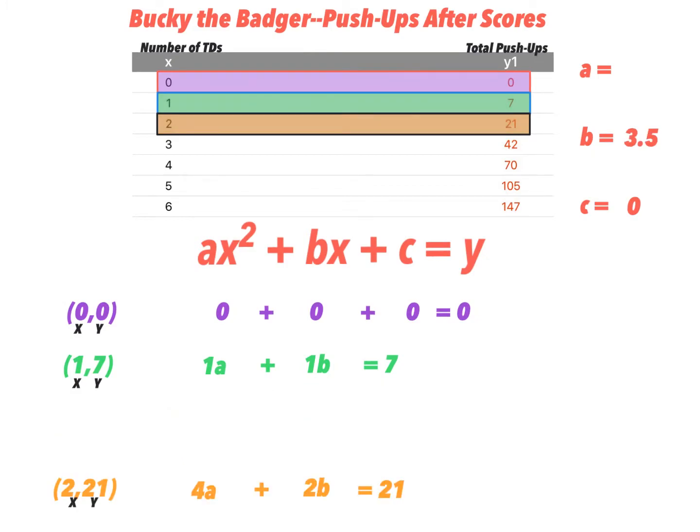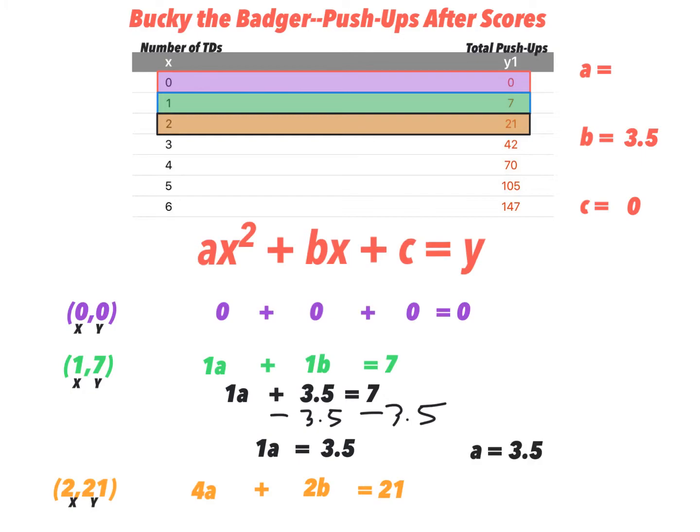So now we'll just substitute in the 3.5 for the b value, and 1 times 3.5 is 3.5. We'll subtract 3.5 on both sides. That tells us that 1 times a is 3.5, which means the a also has to be 3.5.